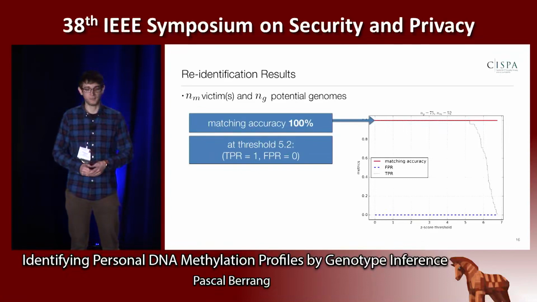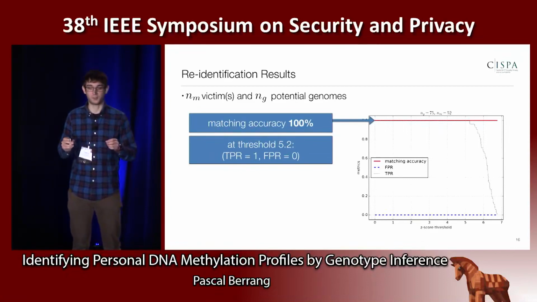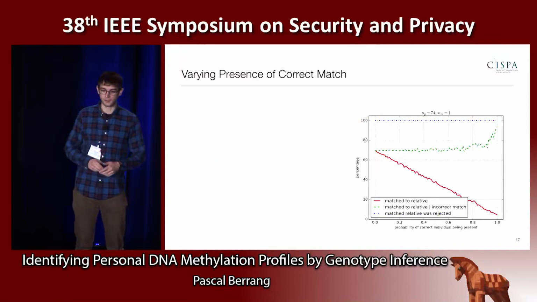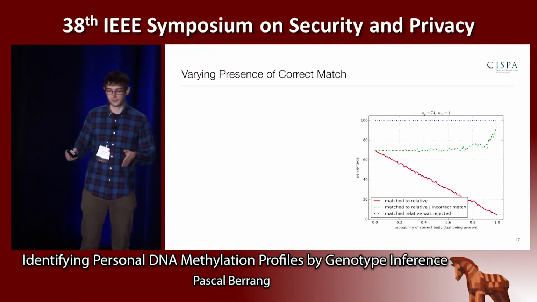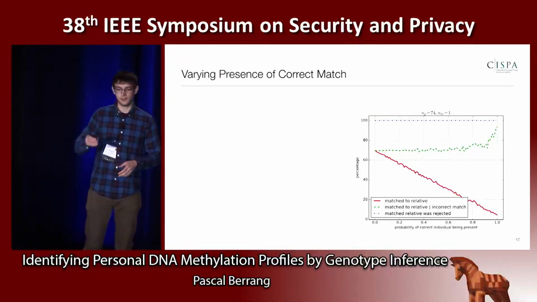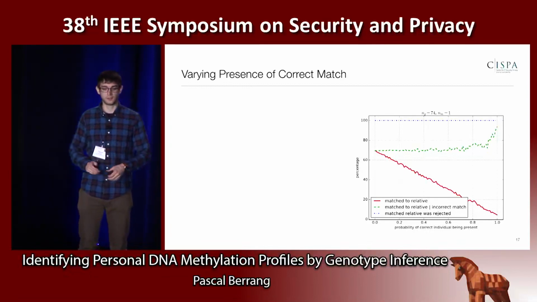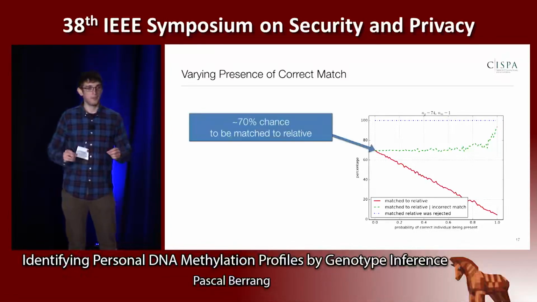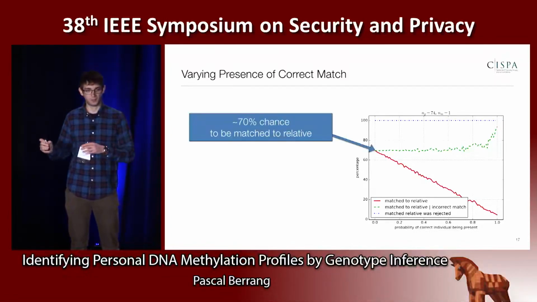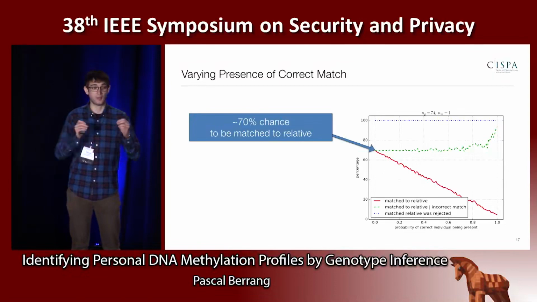Okay, I have to admit that in these two examples, the correct corresponding genome was always present in the database. So we also varied the presence probability of the corresponding genome, and we did this here on the x-axis. The interesting case is at 0, when the corresponding genome is simply not present in the genome database. And then we see that actually we have quite a high chance to match the methylation profile of the victim to the genome of a relative, so of the corresponding mother or child.